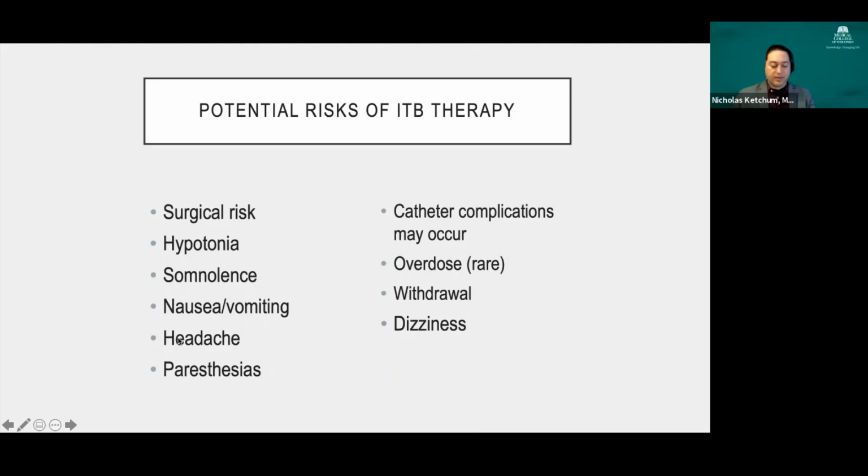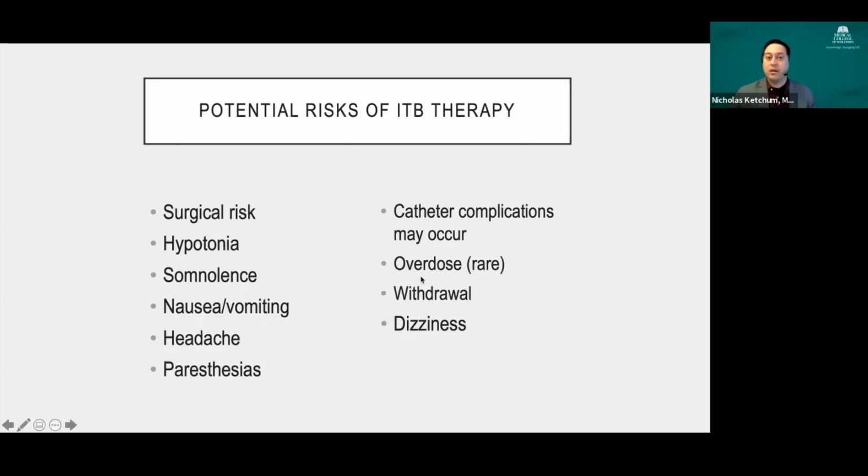Headache, we can see a post lumbar puncture headache, post implant headache. Catheter complications may occur. They're rare, but they can occur. The catheter can get kinked, can get dislodged, it can become fractured. They've taken strides to reduce the likelihood of a catheter fracture.